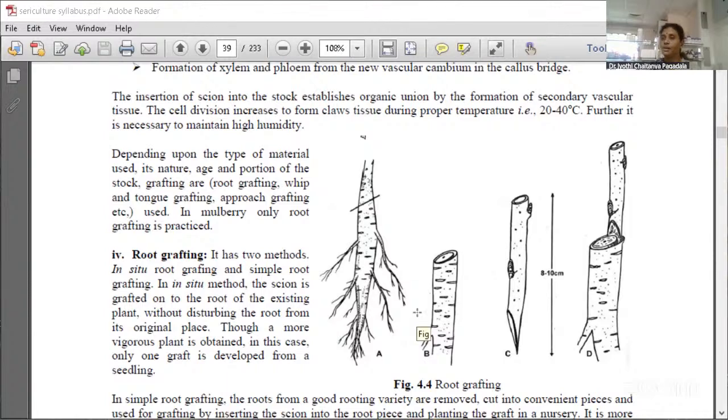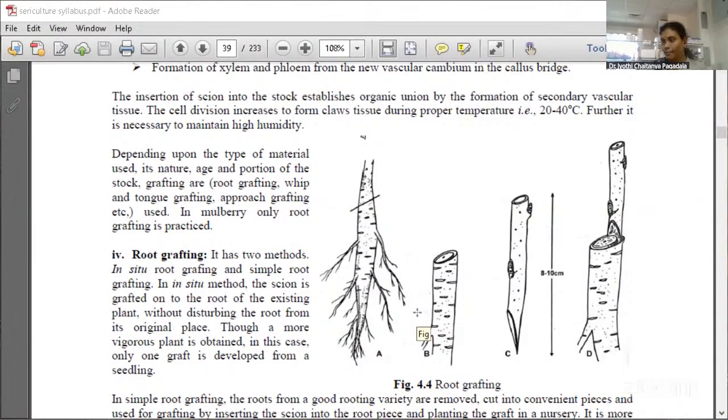The insertion of the scion into the stalk establishes the organic union by the formation of secondary vascular tissue. Cell division increases to form callus tissue at a proper temperature between 20 to 40 degrees. Further, it is necessary to maintain high humidity.